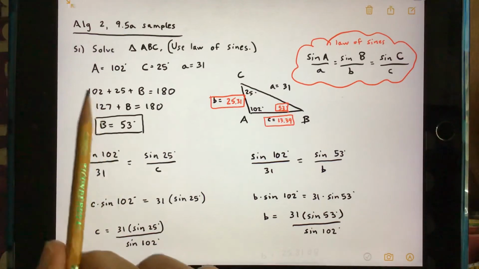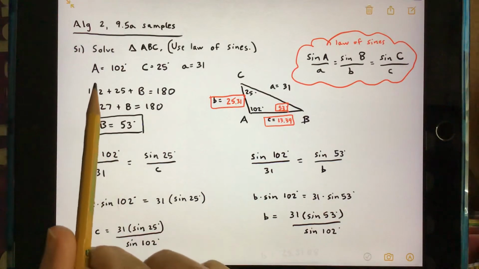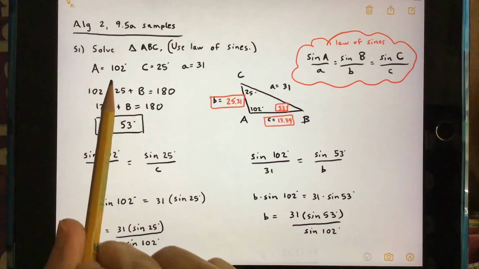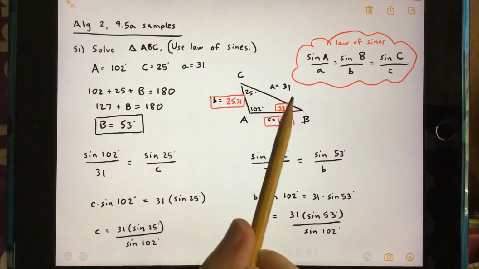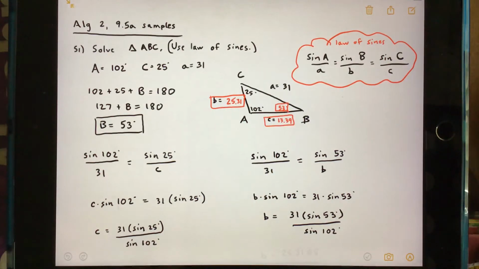So we are given this information that the triangle we're solving, we have angle A at 102 degrees, we have angle C given as 25 degrees, and then we have side A labeled as 31. So what we're working with here is a triangle with two known angles and one known side. So we have angle, angle, side. That means there is going to be one unique solution to this triangle, and our job is to find out the angle B measurement and the two sides that are not labeled initially. So that means B and C will need to be found.